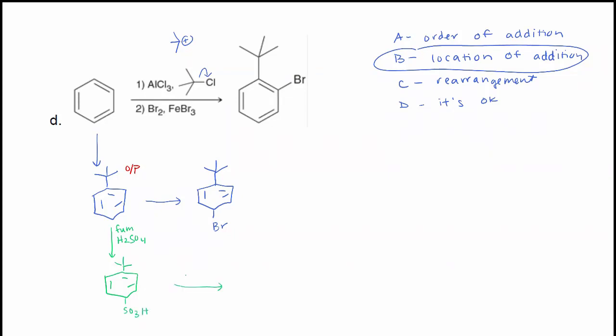And then we would add the Br group. And because the para position is blocked, it's forced to go to the ortho position. And then to remove the group, we just use dilute H2SO4. All right, any questions on that one?